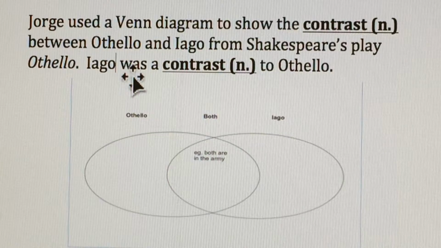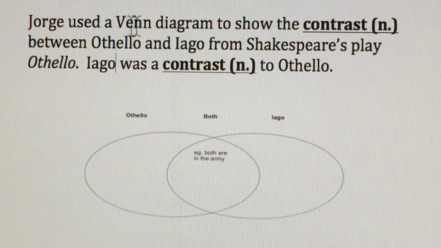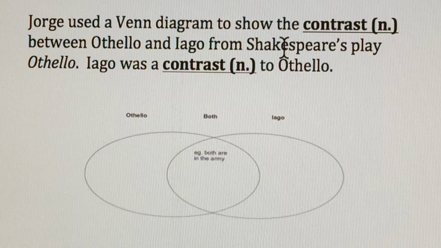Okay? So again, in the first definition, Jorge used a Venn diagram to show the contrast, to show the differences. And in the second definition, in this example, Iago was something different from Othello.